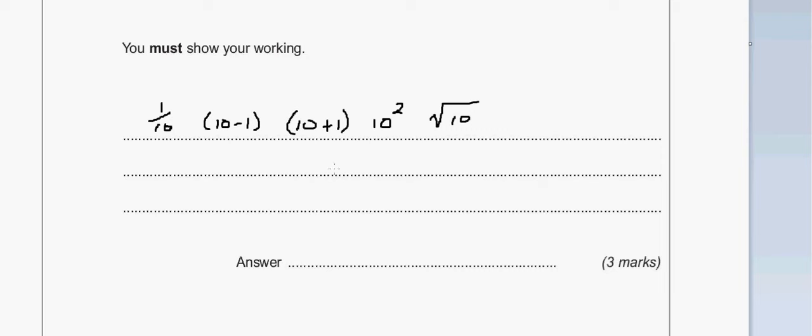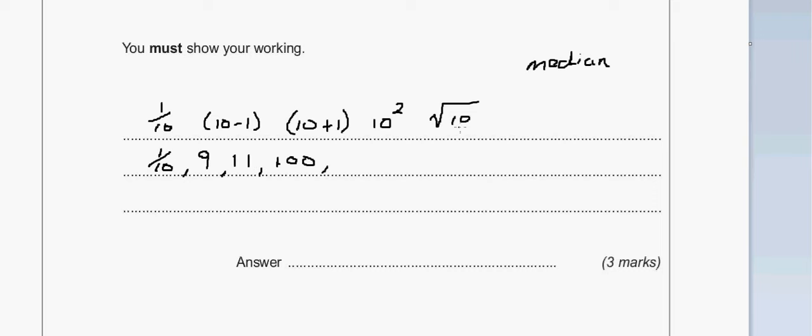Now remember, we're looking for the median, and you should know that the median is the middle number. So we have 5 numbers here, so we're going to be looking for the middle number when they're in order. So we need to just find out what all these numbers are. So this is 1/10, 10 minus 1 is 9, 10 plus 1 is 11, 10 squared is 100. Okay, and I'll just put a comma between these to show that they're all different numbers.